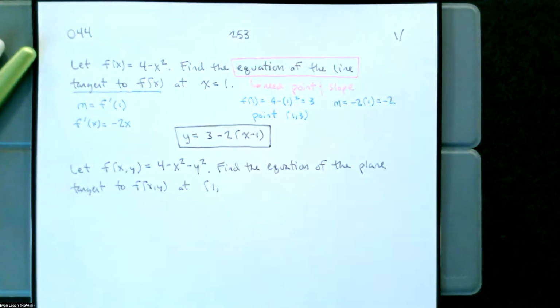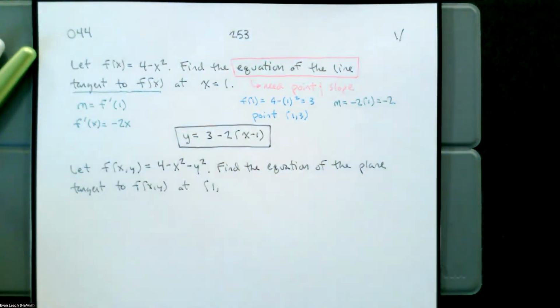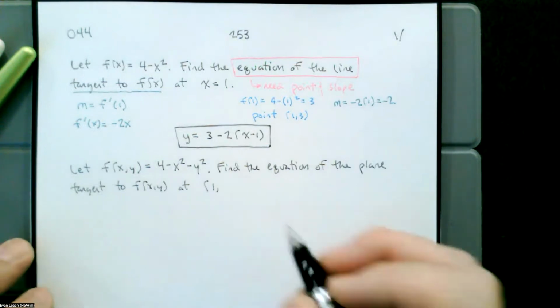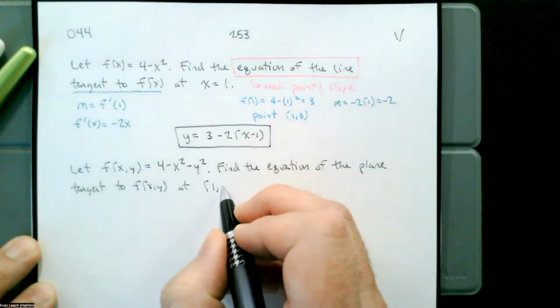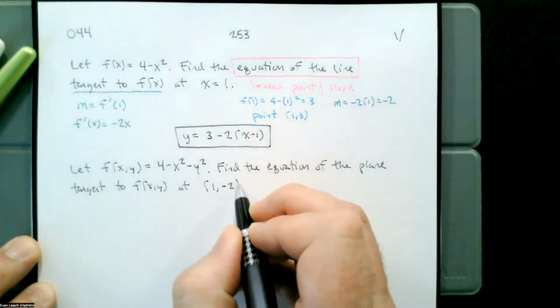So I need some other points. So let's go 1 comma, let's see, 2 or 3. Let's make a negative as well. So 1 comma negative 2.